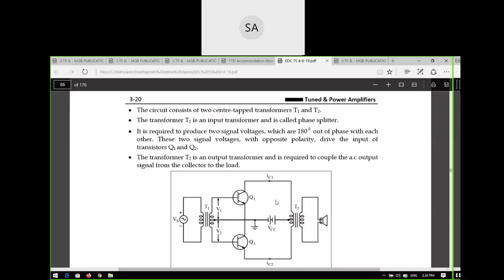At a time only one transistor conducts, and the output transformer couples these two outputs. IC1 plus IC2 gives a full cycle at the output side. Is it clear? One half cycle is generated by Q1 and the other half cycle is generated by Q2. Due to the coupling transformer, the overall circuit output is combined.